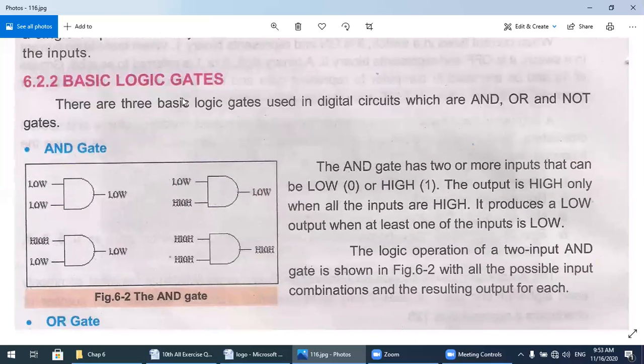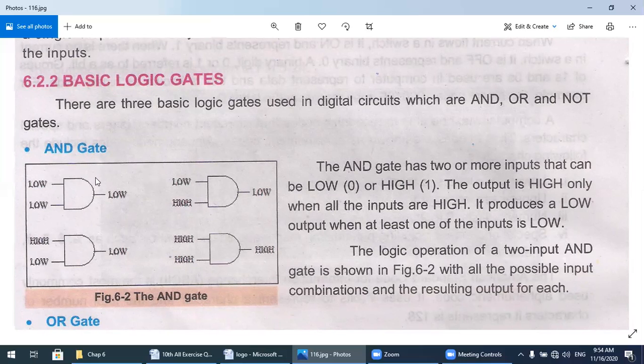Basic logic gates. How many logic gates are used? Watch here. There are three basic gates: AND, OR, and NOT. In the C language, we have already studied the logical operators. Same concept, but in the form of diagrams. Now we will represent the AND, OR, and NOT.